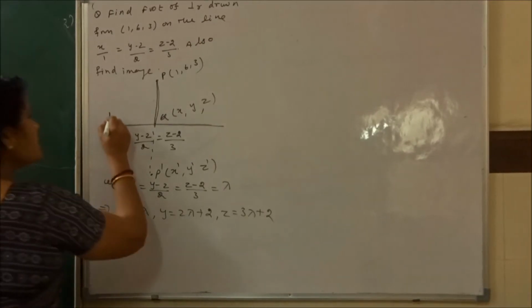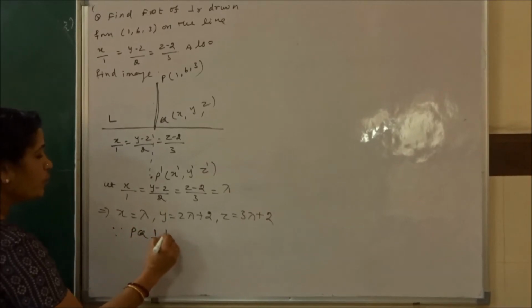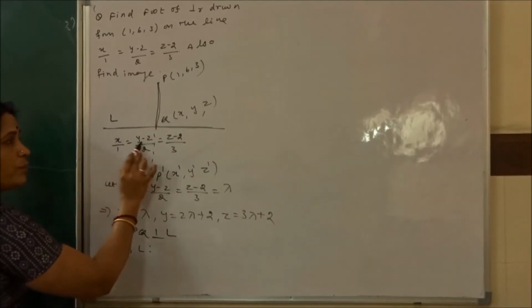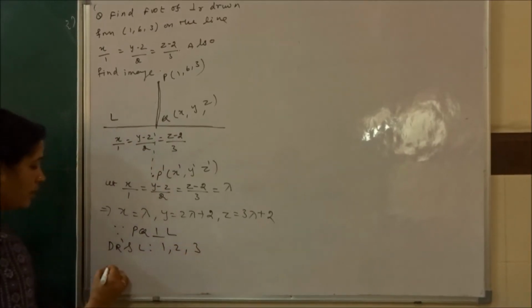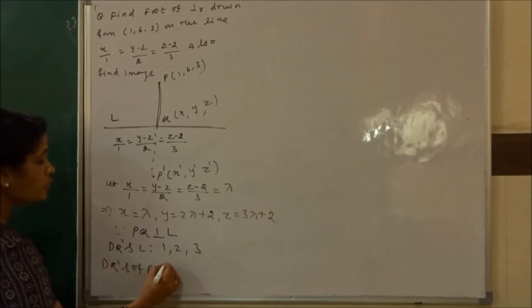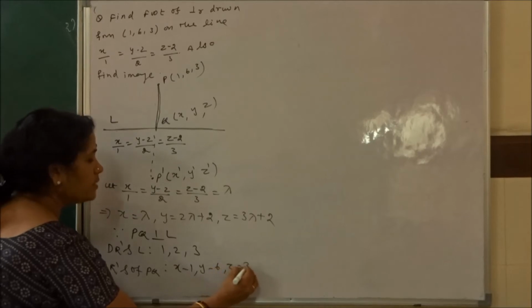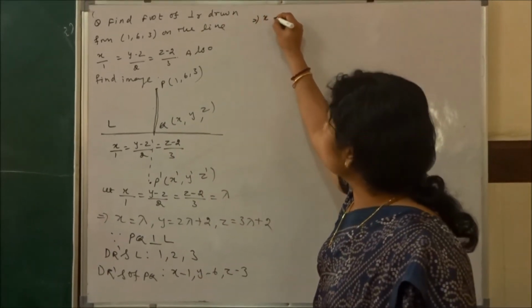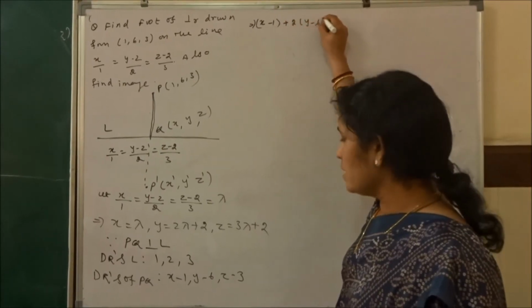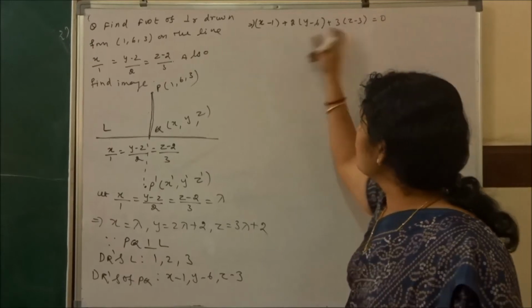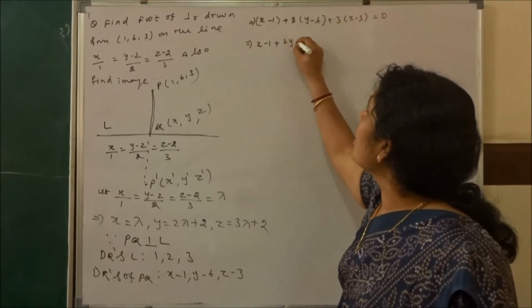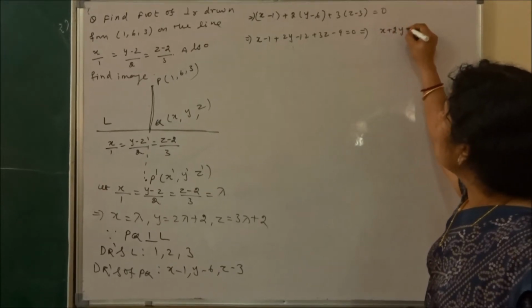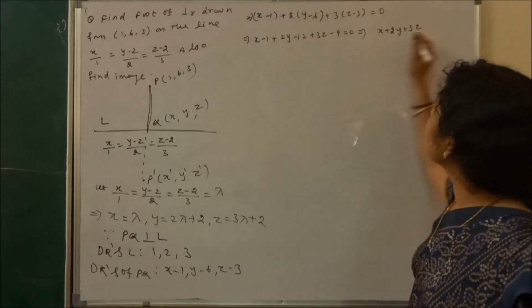I am taking this as line L. Since PQ is perpendicular to L, now take the direction ratio of L, that is 1, 2, 3. Before taking the direction ratio you must check that the coefficient of x, y, z must be 1. Now what is the direction ratio of PQ? x minus 1, y minus 6 and z minus 3. If two lines are perpendicular, you know the dot product of both direction ratios is 0. This implies 1 into x minus 1 plus 2 into y minus 6 plus 3 into z minus 3 equal to 0. This implies x minus 1 plus 2y minus 12 plus 3z minus 9 equal to 0. Finally the equation is x plus 2y plus 3z minus 22 equal to 0.